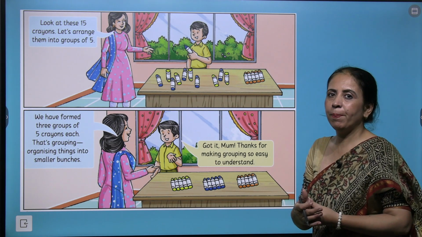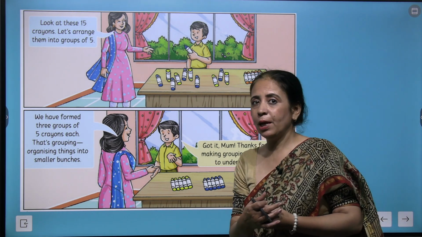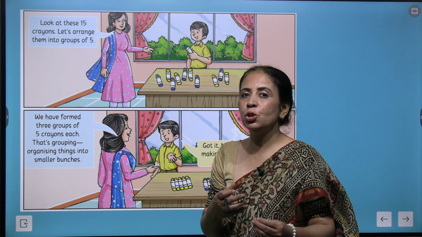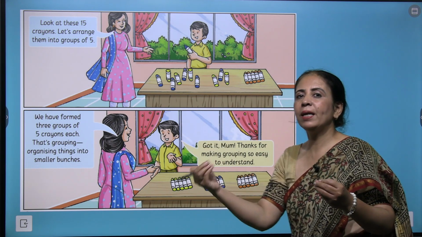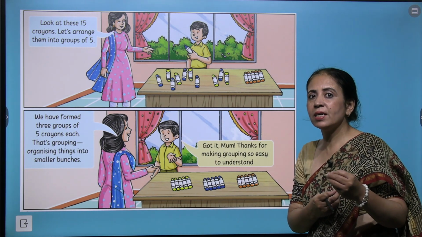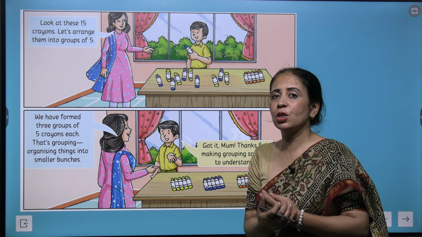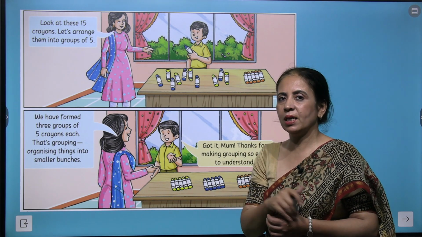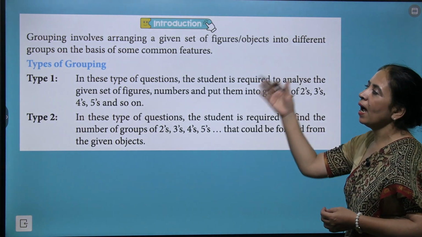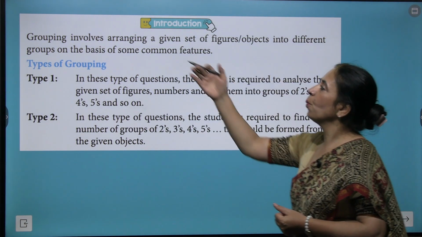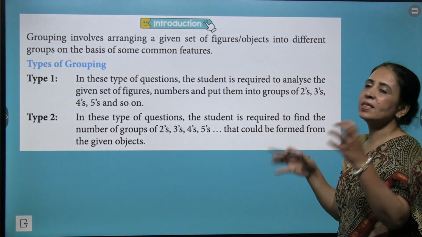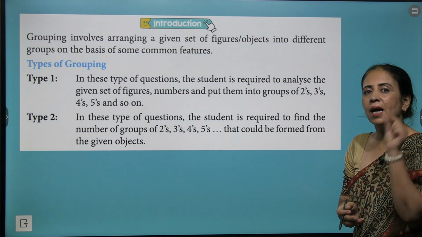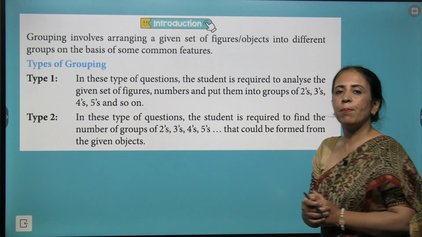Suppose you go for a birthday party and your friend has invited 10 friends. Now, if he buys 30 chocolates, how many chocolates will each child get? You come across certain situations in your day-to-day life where you need to make groupings of your articles. Grouping involves arranging a set of figures or objects in different groups, purely on the basis of some common features.